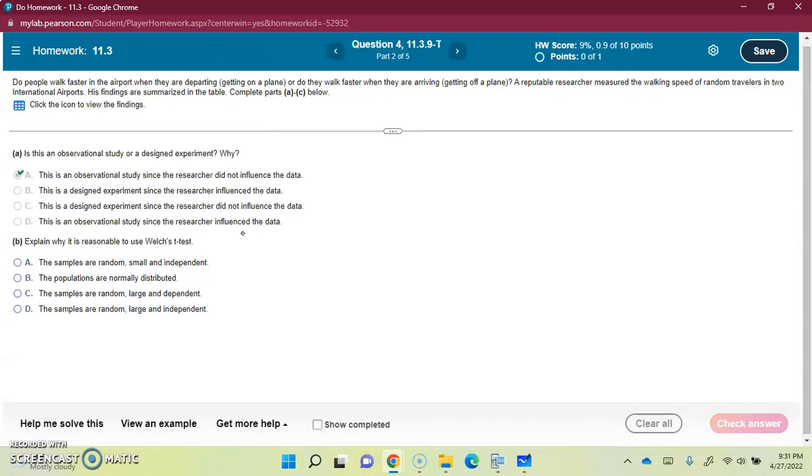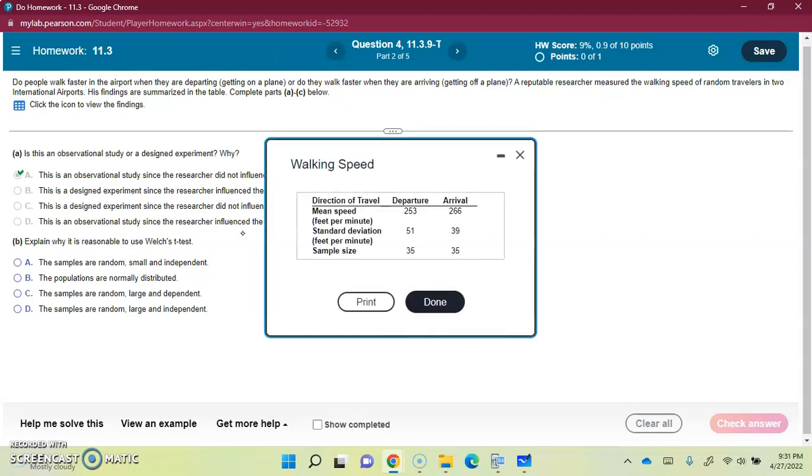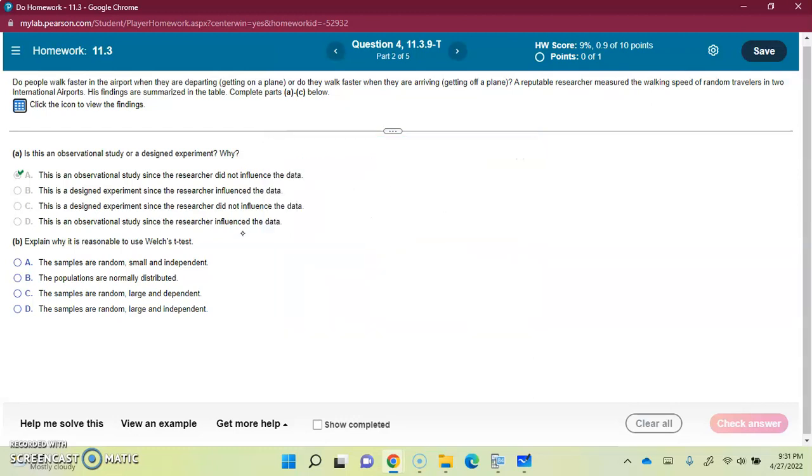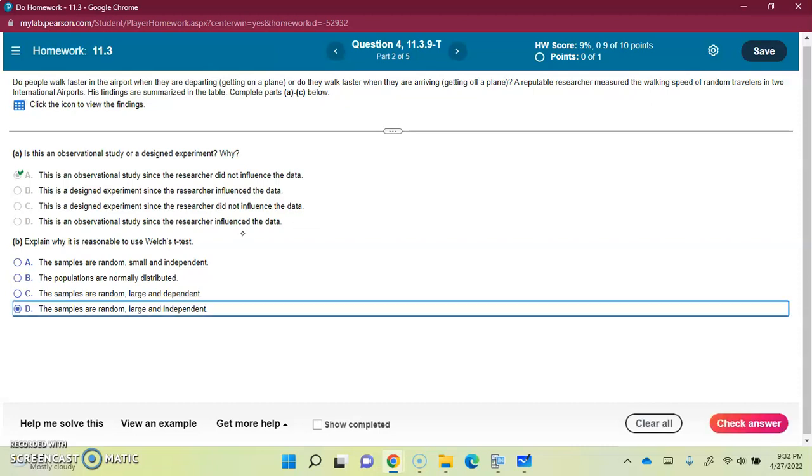Explain why it is reasonable to use Welch's t-test. That's just the name, the t-test is named Welch's t-test. So the samples are random, small and independent, or the populations are normally distributed. They didn't say that the population is normally distributed, so the samples should be large. Let's check. Samples are 35 and 35, so they are large. So we are good with that. And they are not dependent on each other. The samples are random, large, and independent. I think that should be the case.